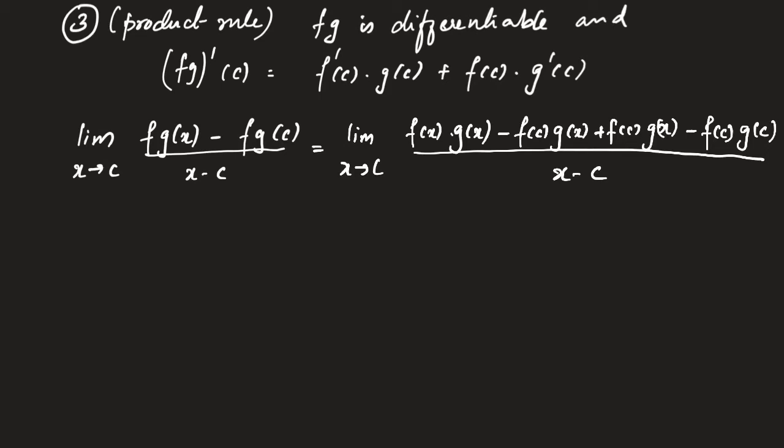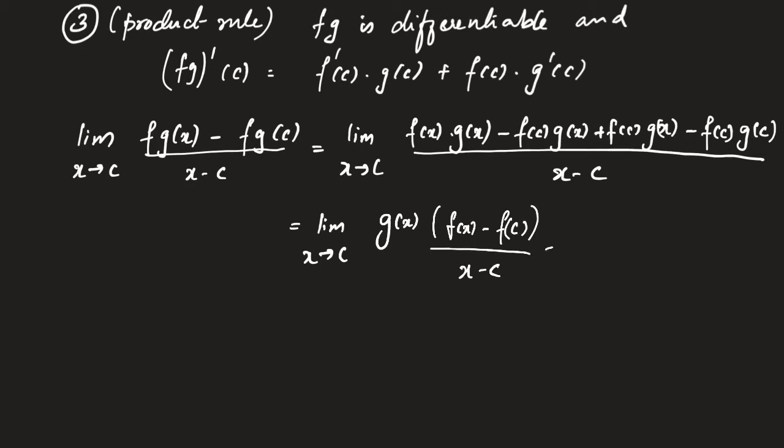Okay, so that can be rewritten as the limit x tends to C of g of x into f of x minus f of c divided by x minus c plus f of c into g of x minus g of c divided by x minus c. So it's the limit of this whole thing. I'm just doing some algebra on whatever was there above. That's all I did, right?